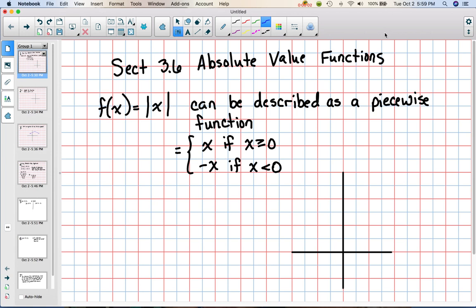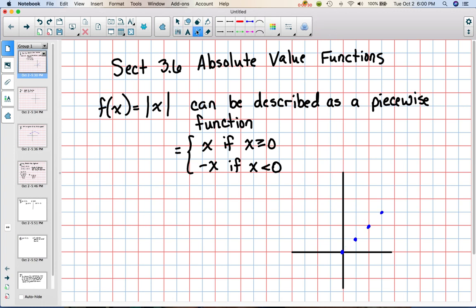Absolute value functions, there's not a whole lot new in this section for you. But first of all, I want to talk about the function f of x equals the absolute value of x. This actually can be described as a piecewise function. So if you think about it, if x is greater than or equal to 0, then we just get the line y equals x. So we would have this portion here, the identity line.